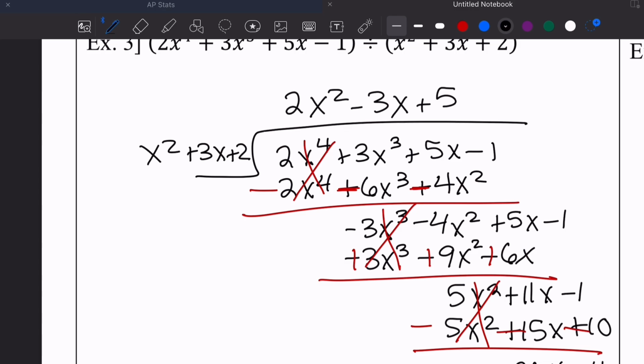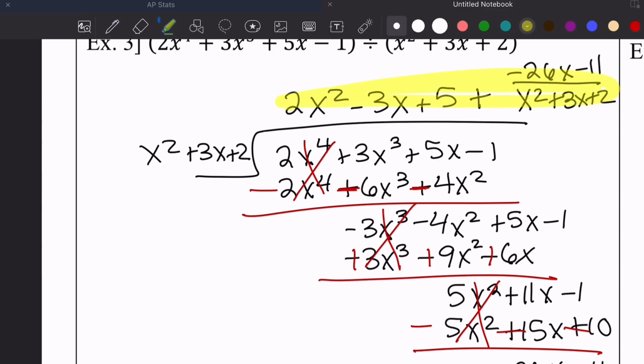And notice I can't multiply my x squared by anything to get a negative 26x. So that's my remainder. So I say plus negative 26x minus 11 all over x squared plus 3x plus 2. That's my answer, this whole thing.